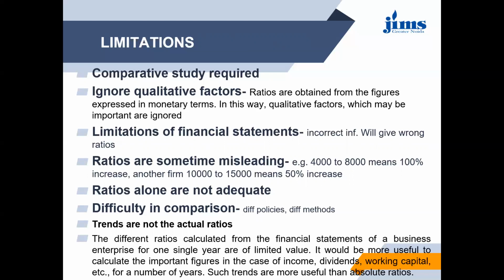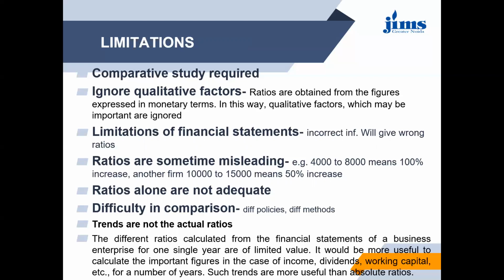Then the limitations of financial statements. If the financial statements have some incorrect information, some missing information, or some overvalued or undervalued valuation has been done, the limitations of financial statements will automatically give the wrong calculated ratios. Then ratios are sometimes misleading. Like if we take that a company's sales has increased from say 4,000 to 8,000, we'll say that a 100% increase in sales is there.